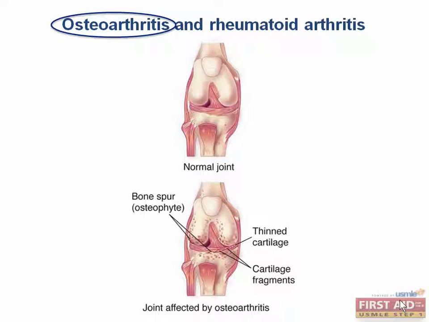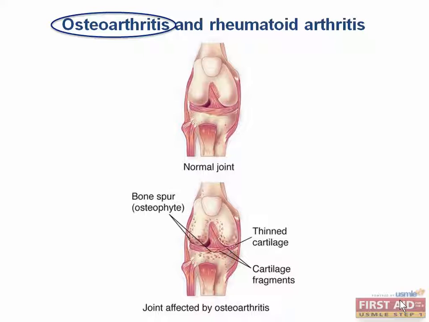It is often marked by nodules in the DIP and PIP joints called Heberden and Bouchard nodes. Try to keep these straight. I always remembered Heberden goes with DIP joints by saying hip dip, using the H to rhyme with dip.